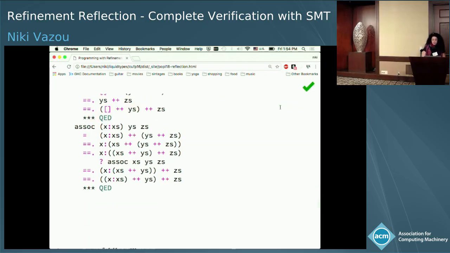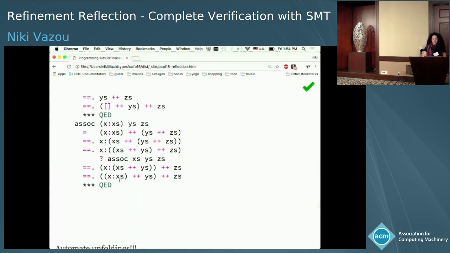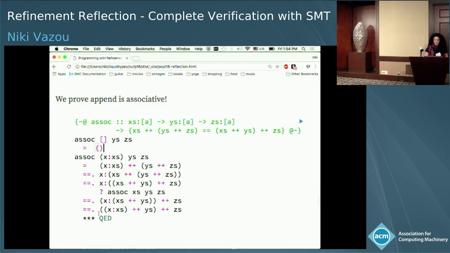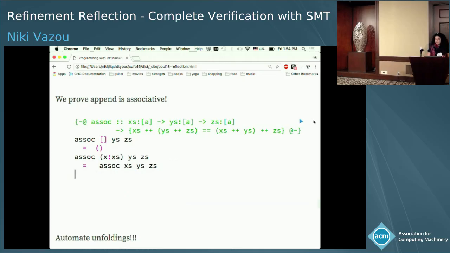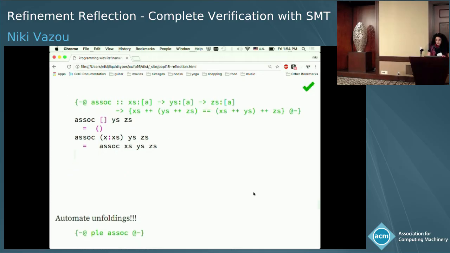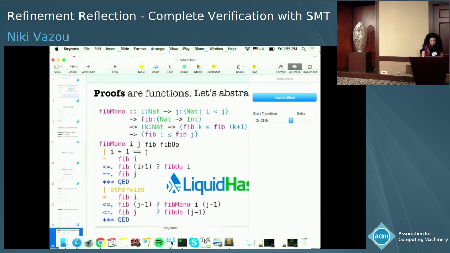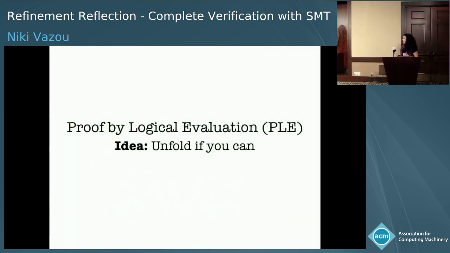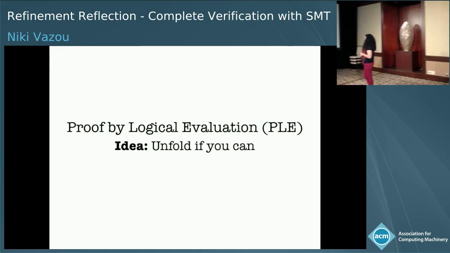So what you can do to simplify this proof is to use this magic flag that is called PLE ASOC that basically says, do all the unfolding by yourself. So instead of doing all the unfolding, you just pass unit. And in the inductive case, you just need to pass the inductive call. So all the unfoldings are automated using this PLE, and this is a much shorter version of the same proof. So in the rest of my talk, I'm just going to describe what is this PLE that automates the associativity proof. So PLE stands for proof by logical evaluation. And the idea is very simple.